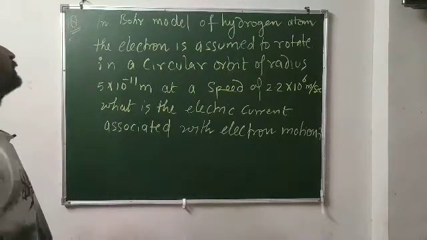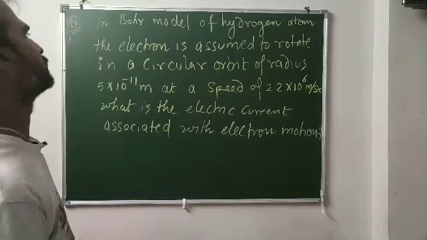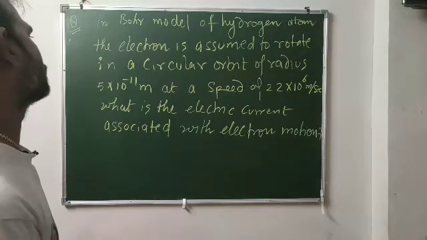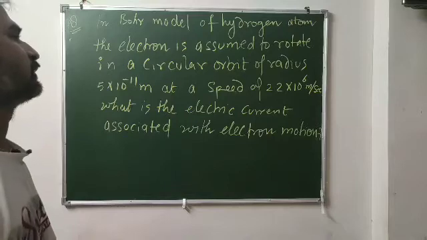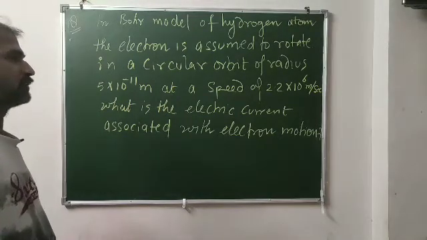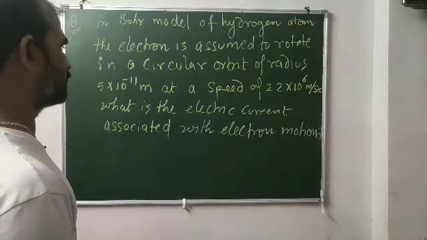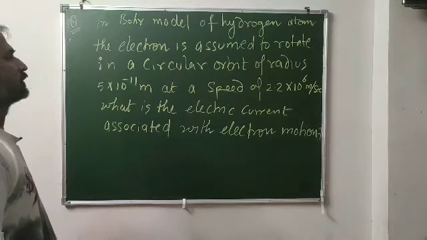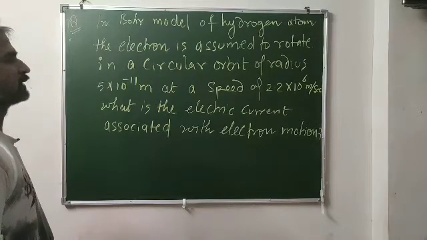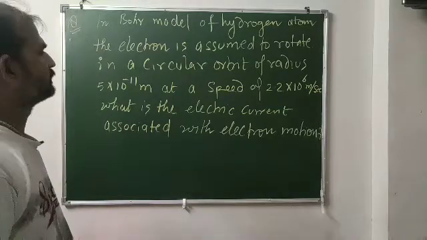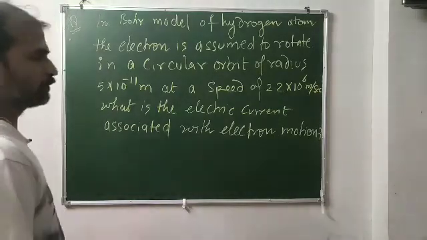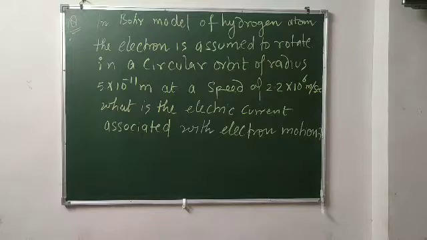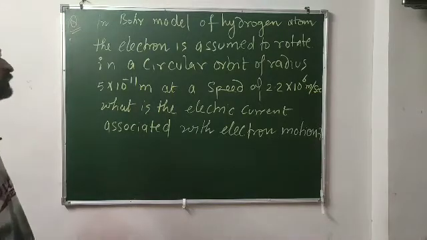Students, in this question you are given that in Bohr model of hydrogen atom, the electron is assumed to rotate in a circular orbit of radius 5 into 10 to the power minus 11 meter at a speed of 2.2 into 10 to the power 6 meter per second. What is the electric current associated with the electron motion? So now students, in this case, by which way will you find the current? Once, if you want to write it down, then write it, and now I am going to erase it.